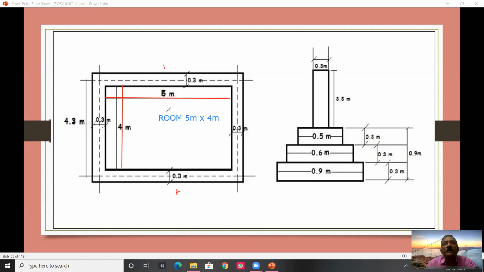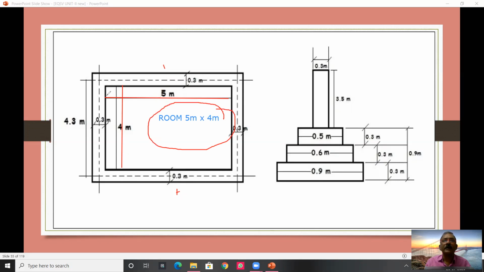So first of all, what is the first step? What do we have to do? We know the clear dimensions and the width of your walls, 0.3 meters, 0.3 meters. I explained that if you look at the section, this is the cross section and this is the plan. Here, in this plan, you have the room size.